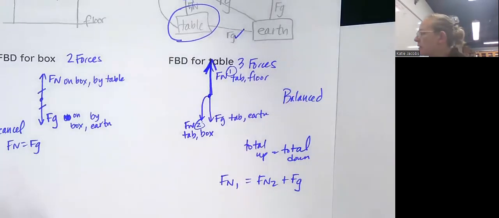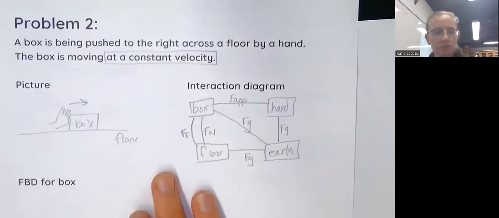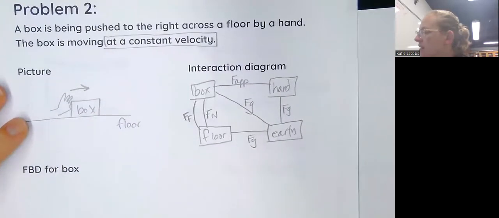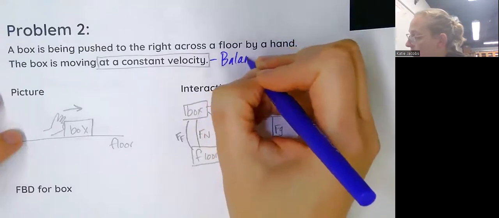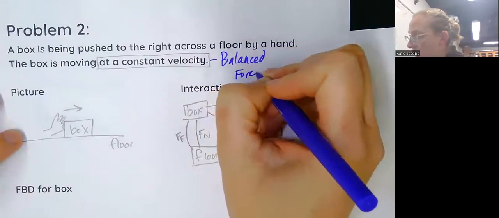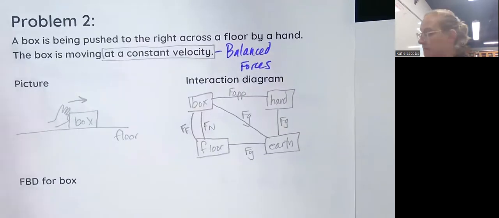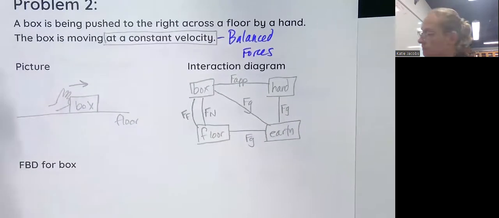Okay, let's move on to problem 2. We've got a box being pushed to the right at a constant velocity. I'm going to go ahead and label this. This is also a balanced forces situation. At rest is balanced forces and constant velocity is balanced forces. I only have unbalanced forces if I'm speeding up or slowing down.